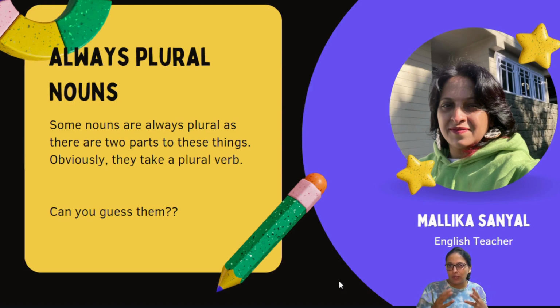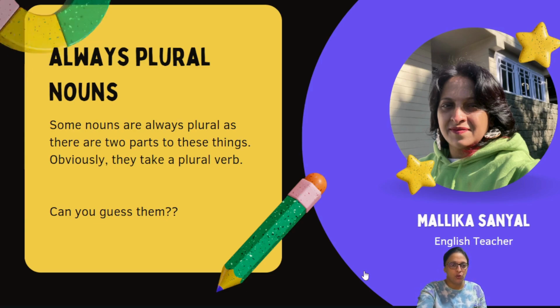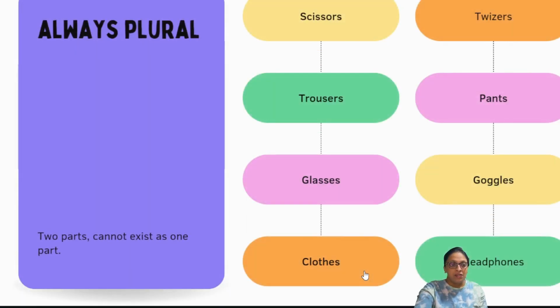Once you can identify those objects or things, you will know that these objects are always treated as plural nouns, and obviously they are going to take plural verbs. Okay. So while you guess, let me show you some of them. Now see these nouns: scissors, tweezers, trousers, pants, glasses, goggles, clothes, headphones. You can obviously visualize that they have got two parts to them.